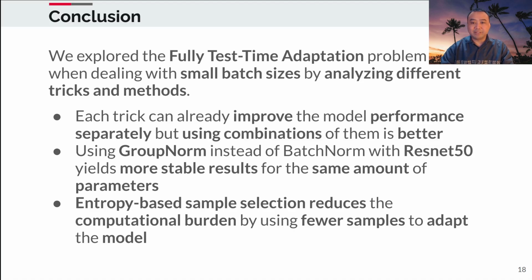To conclude this presentation, we explored the fully test-time adaptation problem when dealing with small batch sizes by analyzing different tricks and methods. Each trick can already improve the model performance separately, but using combinations of them yields the best model performances. Moreover, using group norm instead of batch norm with ResNet 50 yields more stable results for the same amount of parameters. And finally, using an entropy-based sample selection method reduces the computational burden by using fewer samples to adapt the model.